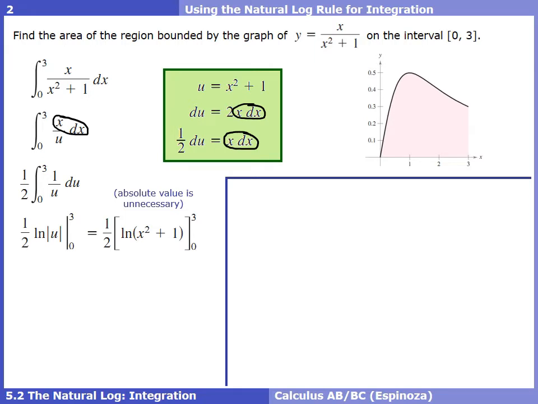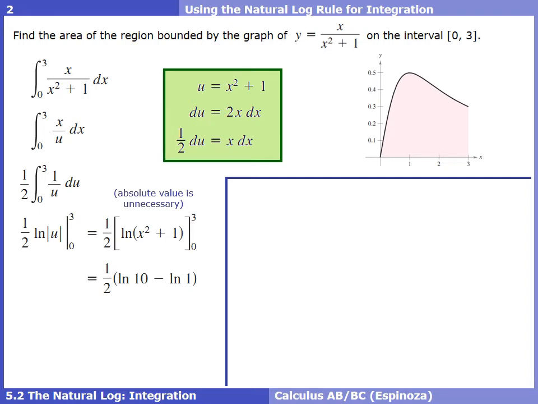Okay, so let's go ahead and apply the fundamental theorem of calculus. The fundamental theorem of calculus said that we have to take the top bound and plug it in. So 3 squared plus 1 is 10. And then we're going to take the bottom bound and plug it in. 0 squared plus 1 is 1. So we're going to get ln 10 and ln 1. And then the fundamental theorem of calculus says we have to subtract those two values. And then that 1/2, since it's a constant being multiplied, just stays out in front.